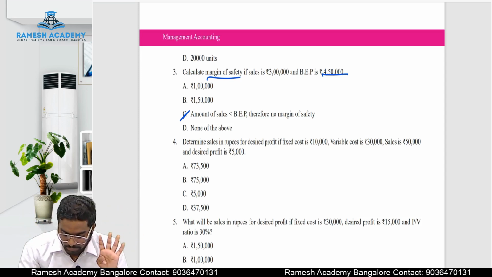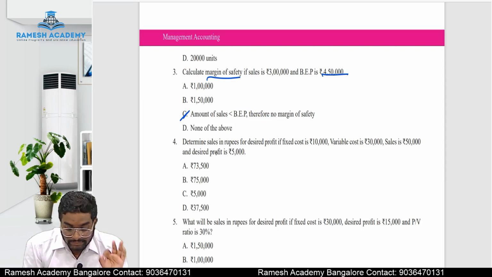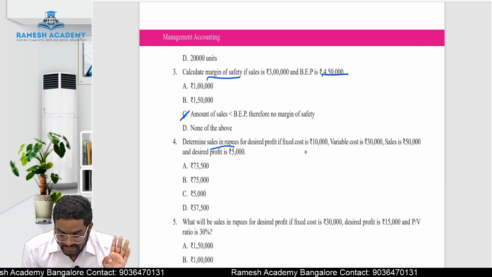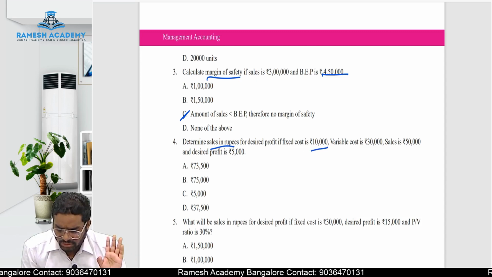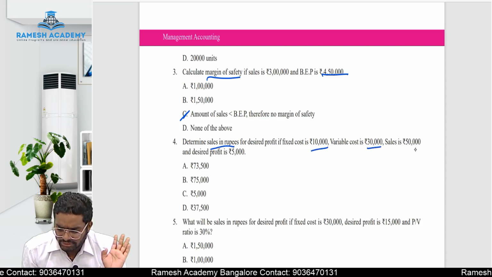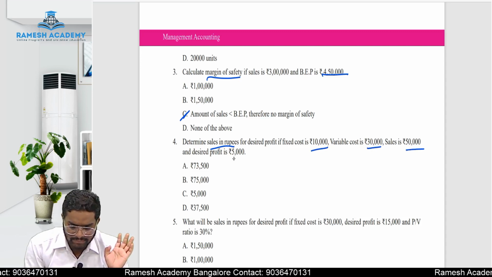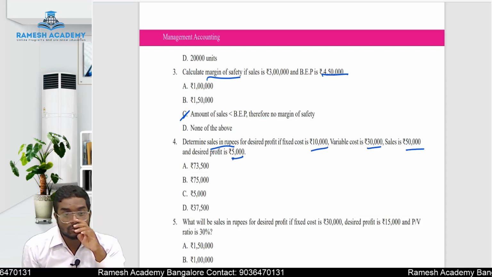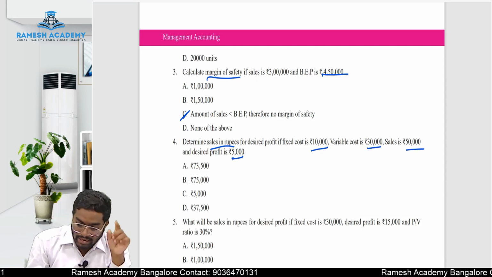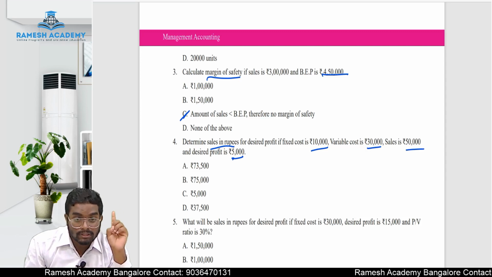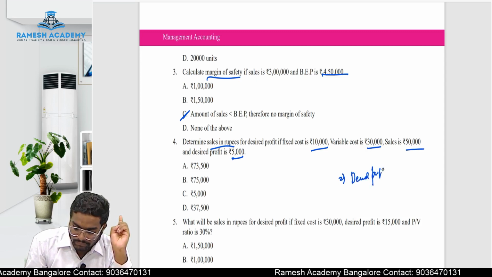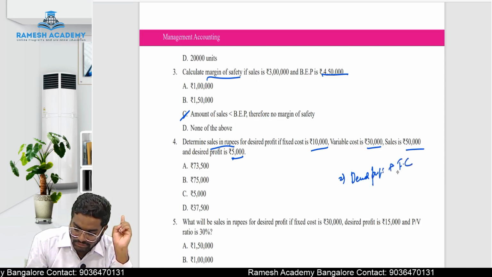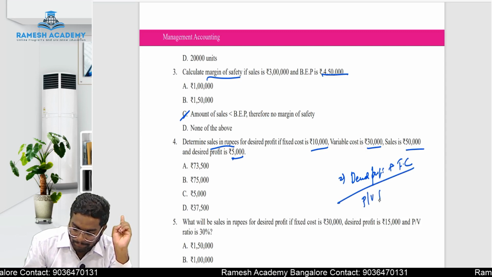Next we will go to the fourth one. What are they telling? Determine the sales in rupees for the desired profit, if fixed cost is 10,000, variable cost is 30,000, sales is 50,000 and the desired profit is 5,000. So if you remember, I had given a formula for desired sales. What is our formula? Desired profit plus fixed cost divided by the PV ratio.